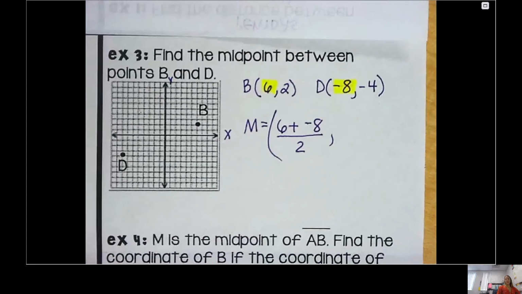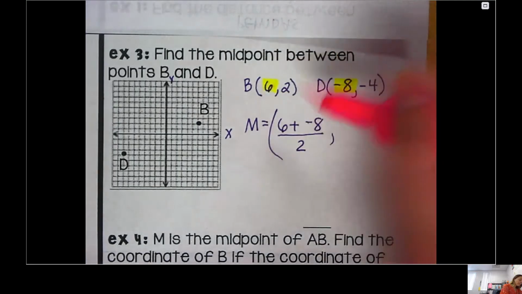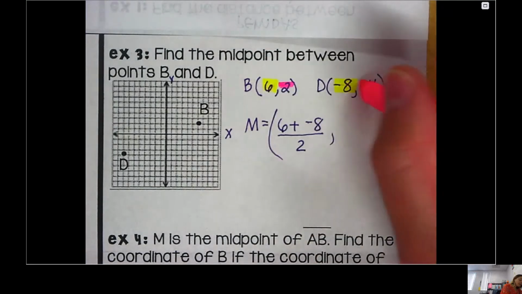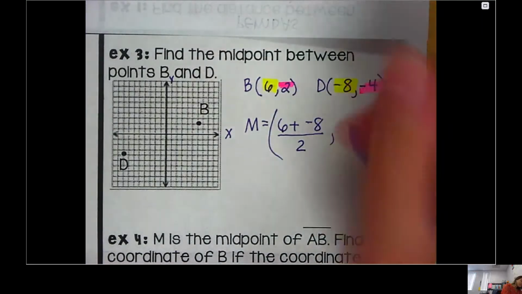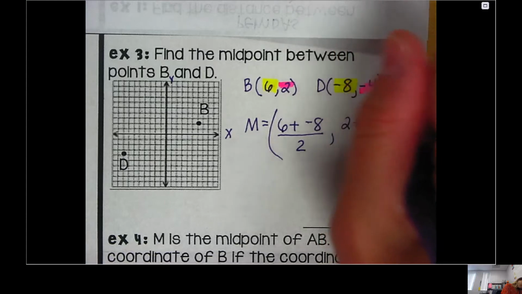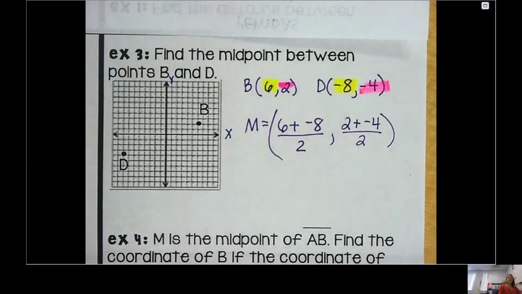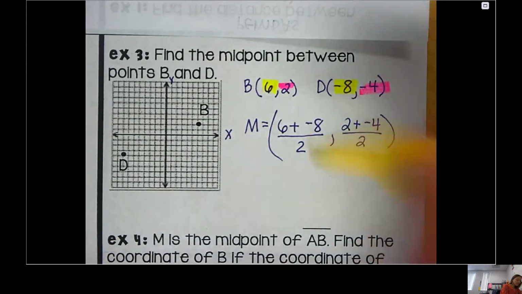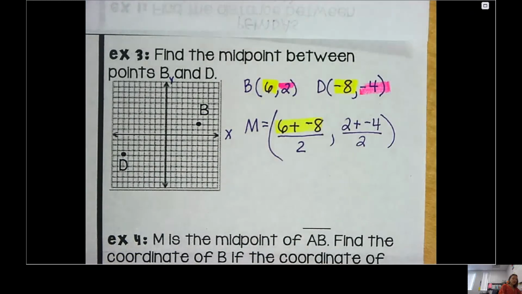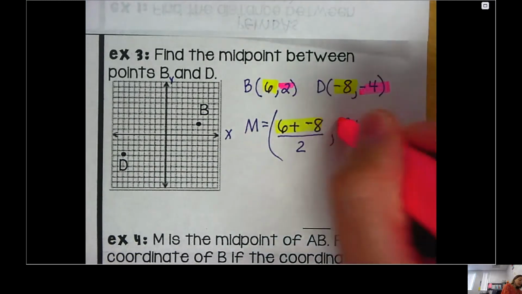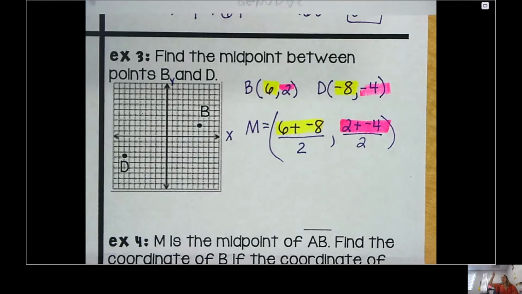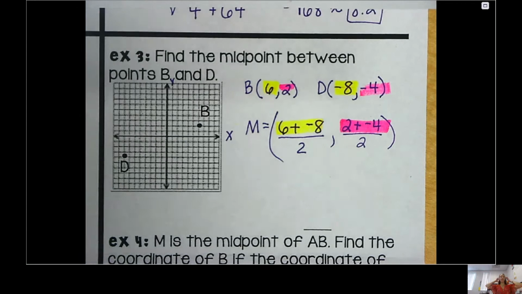Which ones are my y coordinates? Yes? 2 and -4. We're going to add together 2 and -4, and then we're going to divide by 2. So again, it's just finding the averages between your x's and the averages between your y's. Now, when you're doing this, make sure you add the numbers on top first and then divide by 2. So let's be really careful of our signs here.